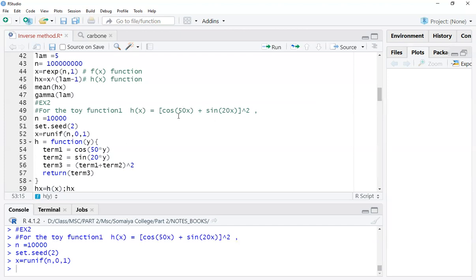So term 1 will be sin 50 into y. Term 2 is sin 20 into y. And now term 1 plus term 2, whole square. So this term 3 becomes (term 1 + term 2) squared, and then you have to return to this particular term. One can write it directly also. It is a function like (cos 50 times y plus sin 20 times y) whole square.